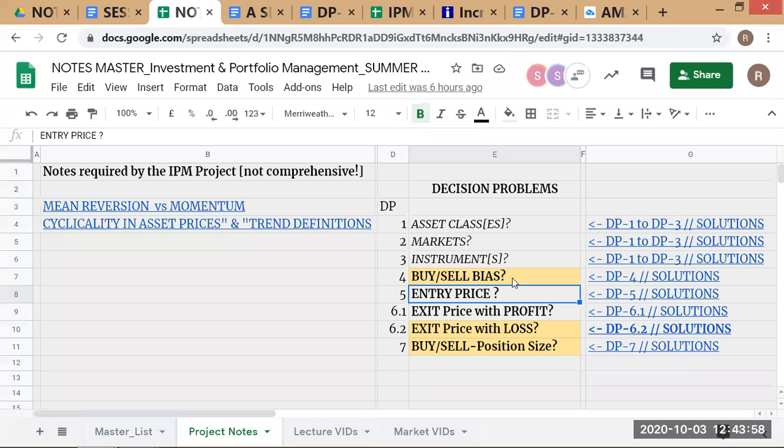Buy sell bias is being solved. Entry price is also being solved because entry is happening through stop orders. Exit price with profit is not directly solved, but it is being solved indirectly by 6.2 because you're trailing the stop. Okay, but position size is not being solved. I hope you have understood, and I hope this has been recorded.